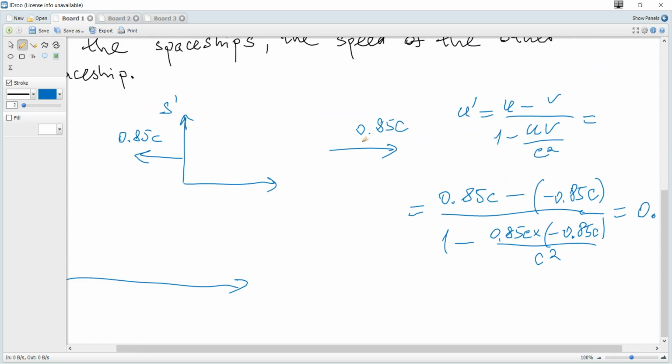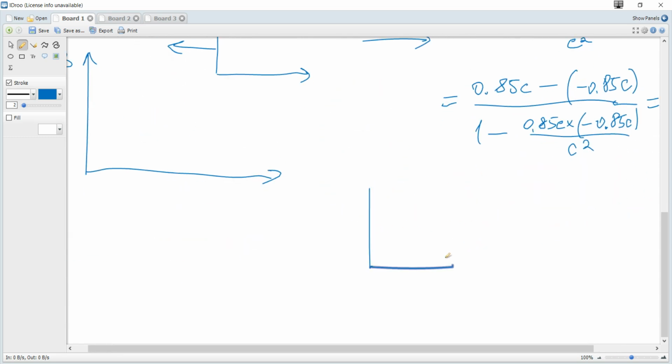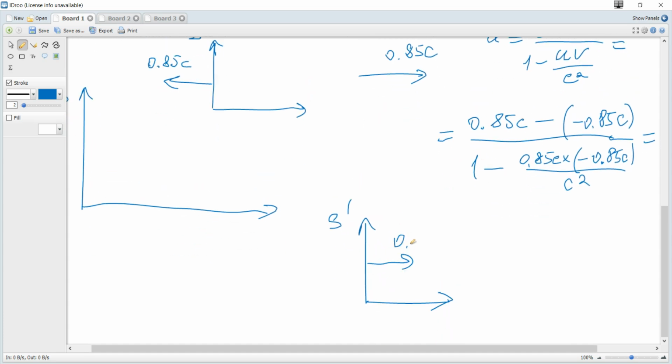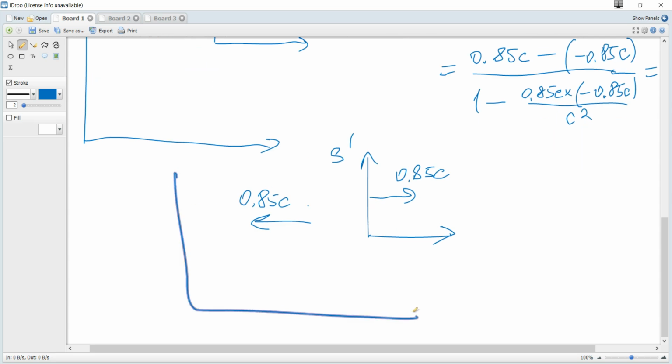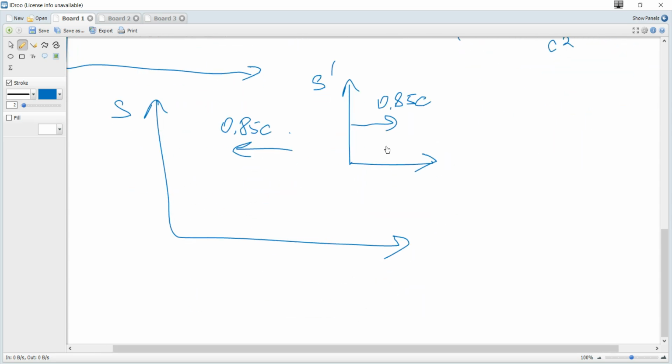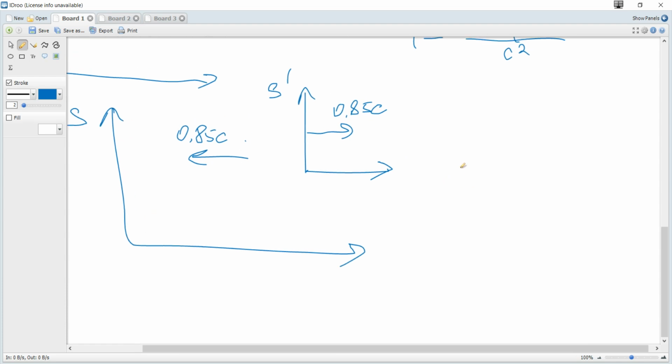Or we can choose this rocket as the moving reference frame and find the velocity of this rocket relative to this rocket, and it will be like this. So this is primed, and it is moving to the right, and we need this velocity in the moving reference frame. So again, we need it in the moving reference frame, so we use the same formula.